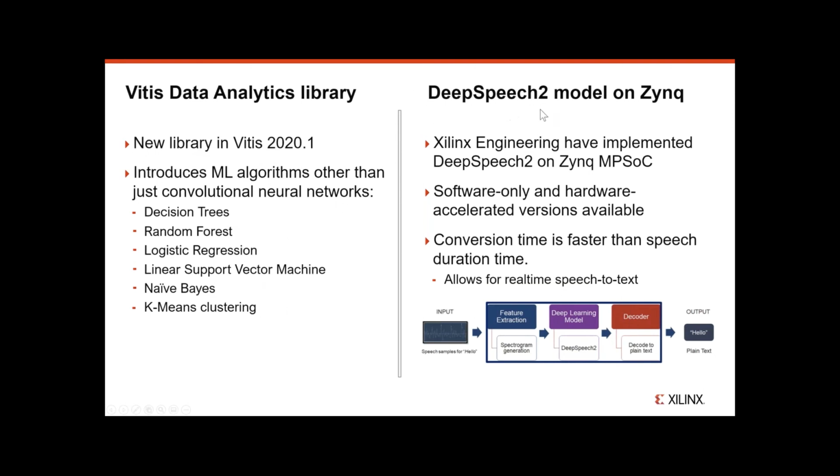We've also been working with the Deep Speech 2 algorithm for some time now. We had a version of this that ran as a demo on Alveo cards, and now we've ported this to run on the Zynq UltraScale Plus. We have a software-only and hardware-accelerated version of it available, and the conversion time is actually faster than speech duration time, so it gives you real-time speech-to-text capability. We're coming out with a public recurrent neural network processing engine, a DPU specifically for RNNs, toward the end of this year.